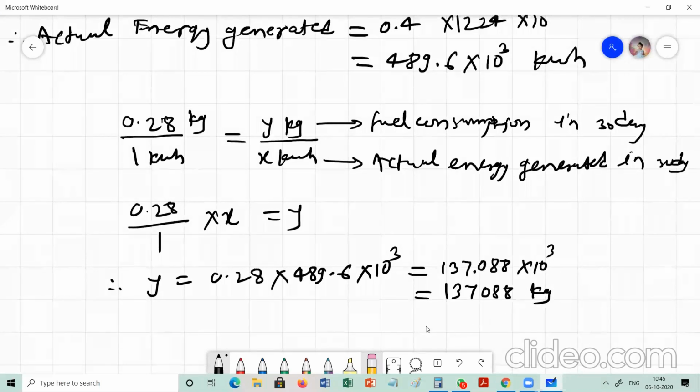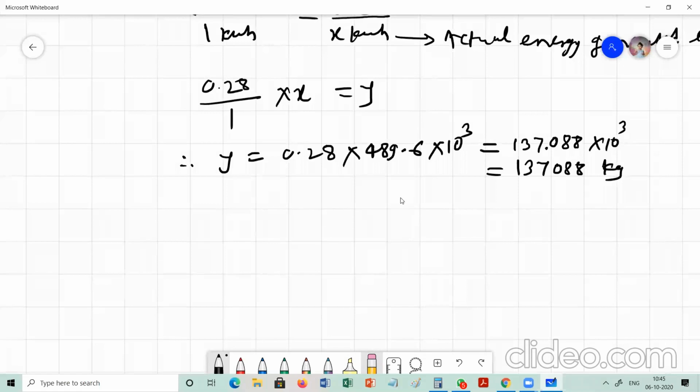Now we have fuel consumption, that is the first part is solved. Y is nothing but fuel consumption in 30 days. In the second part, they have asked for overall efficiency.